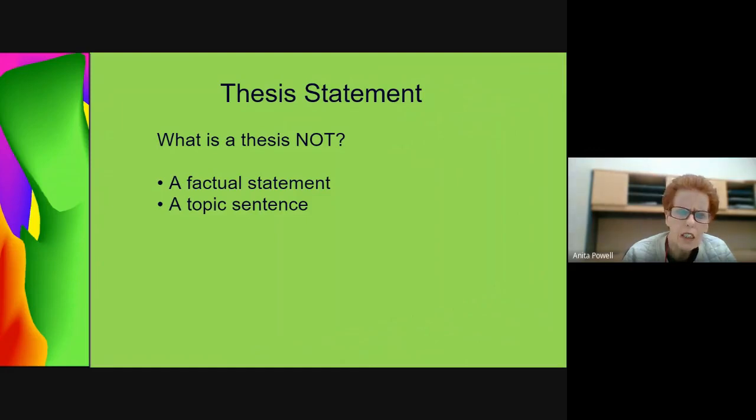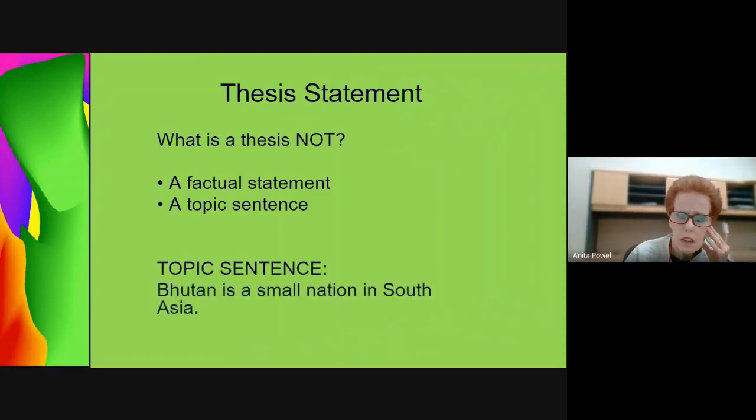You're asked to make basically something that can be argued, or, students study English 1, grammar and composition in high school. Okay, this is something we already know. That doesn't make a very good statement. It makes a good topic sentence, though. And that's not a thesis statement. Example, Bhutan is a small nation in South Asia. That would make a good topic sentence for a paragraph, but not a good thesis statement.